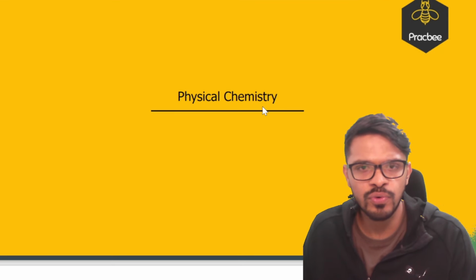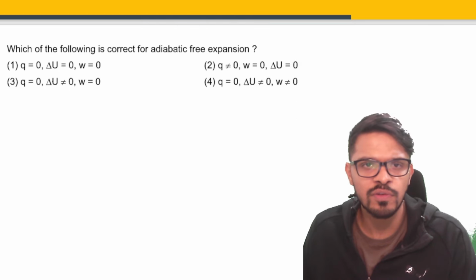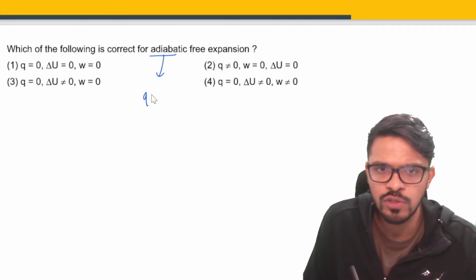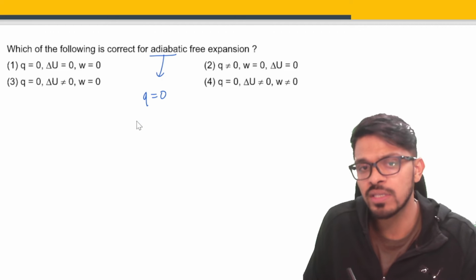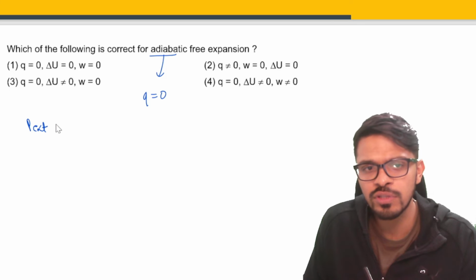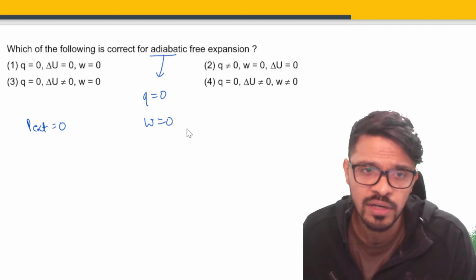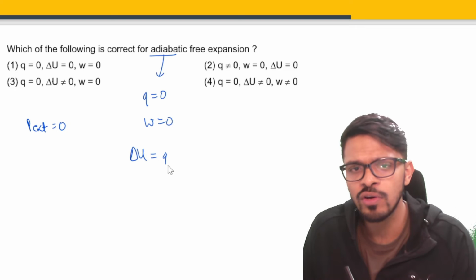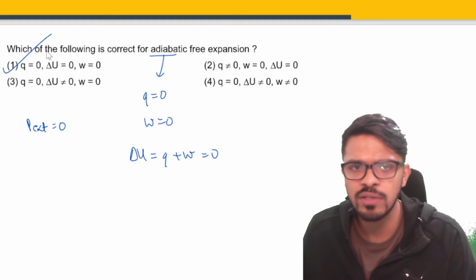Next, let's move to physical chemistry. The first question is which of the following is correct for adiabatic free expansion? So we know if it is adiabatic, then Q has to be 0. And if it is free expansion, there is no external force. Whenever the external force is 0, the work done would be 0, because work done is always against the external force or external pressure. And if these two are 0, from the first law we know that delta U is Q plus W, that is also 0. So all the 3 values are 0.